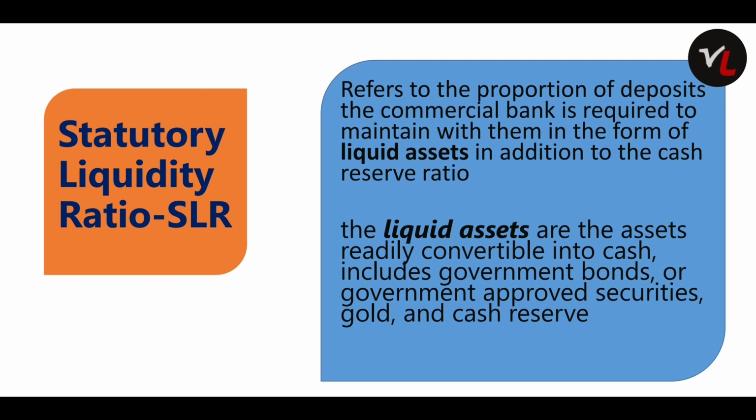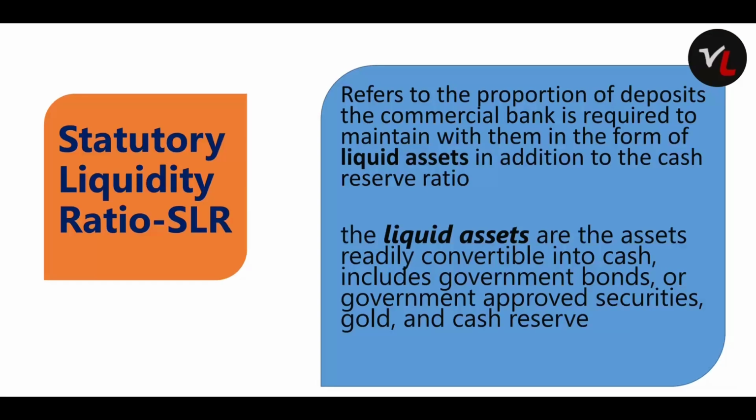This is the proportion of deposits that commercial banks are required to maintain with themselves in the form of liquid assets, in addition to the cash reserve ratio. So this ratio has to be kept in addition to the cash reserve ratio mentioned earlier, and it has to be kept with themselves. These reserves are kept in the form of liquid assets which are readily convertible into cash. That includes government bonds, government approved securities, gold and cash reserve.